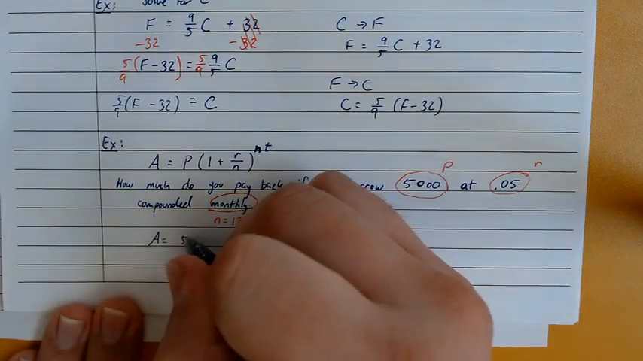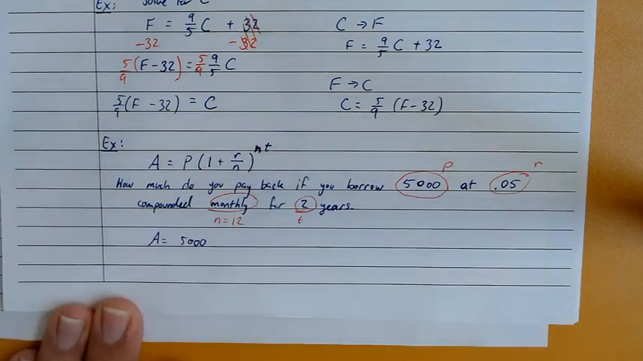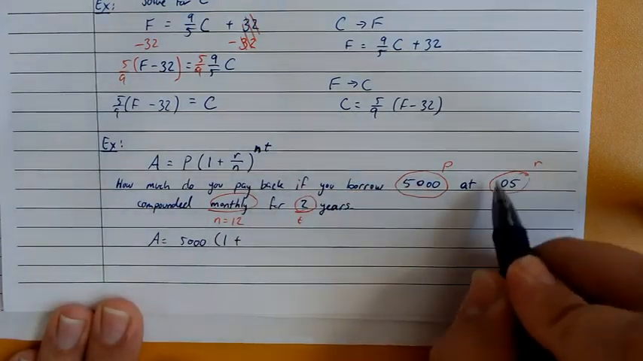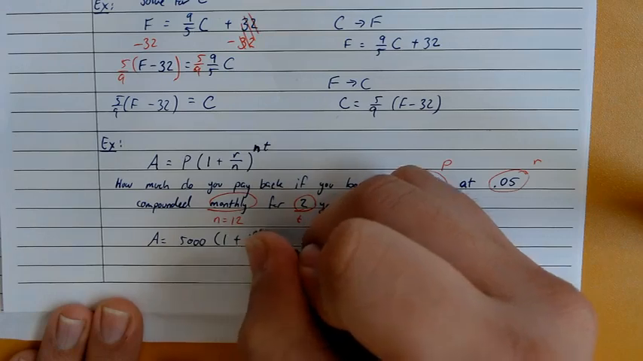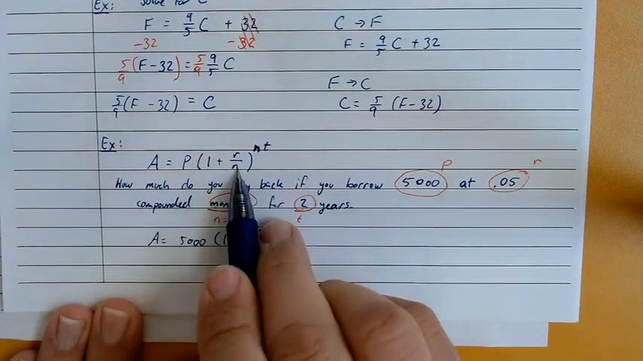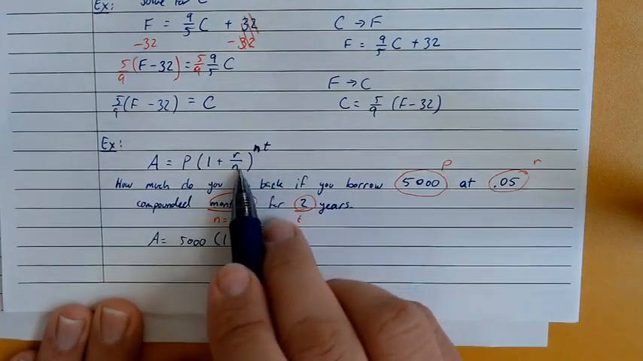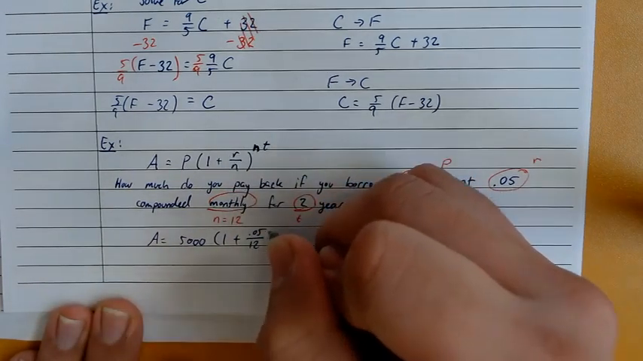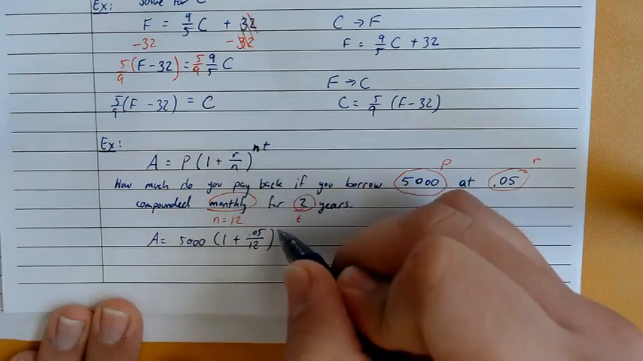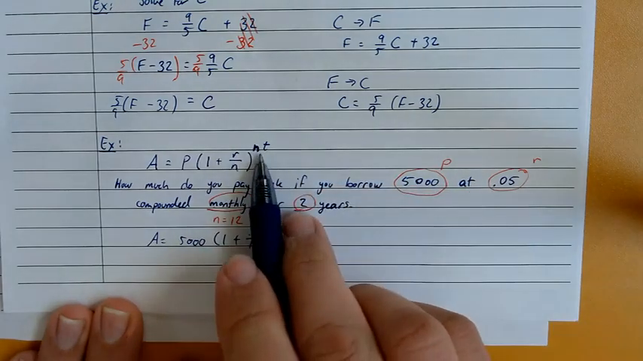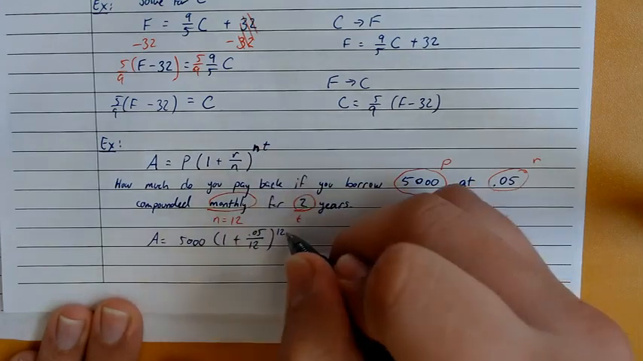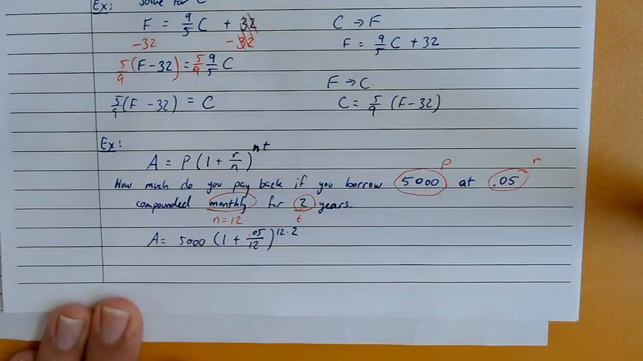It's going to be 5,000 times 1 plus R, that's 0.05, over. This N is the same as that N, so notice that's just going to be the number 12 for both this denominator and for this power right here. That's the number 12. And then that 12 is being multiplied by T, which in this case is 2 years. Looks like that. And there you go.